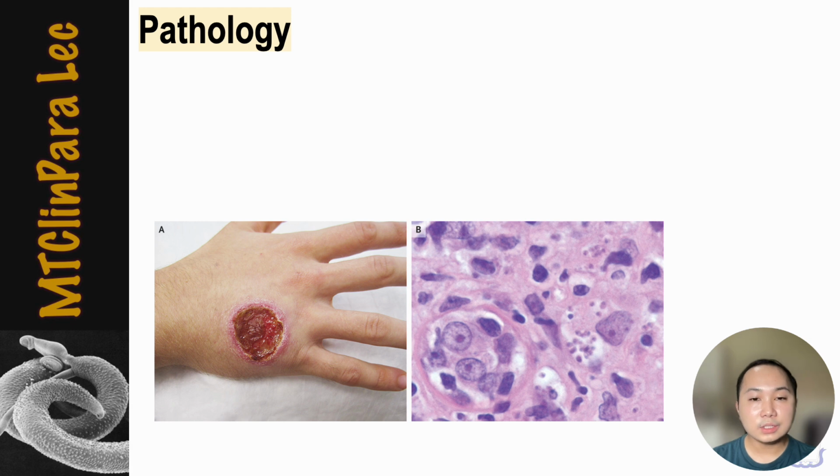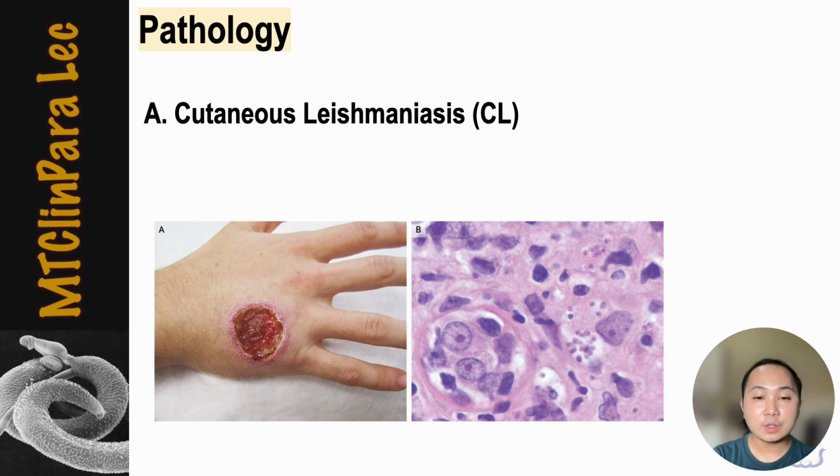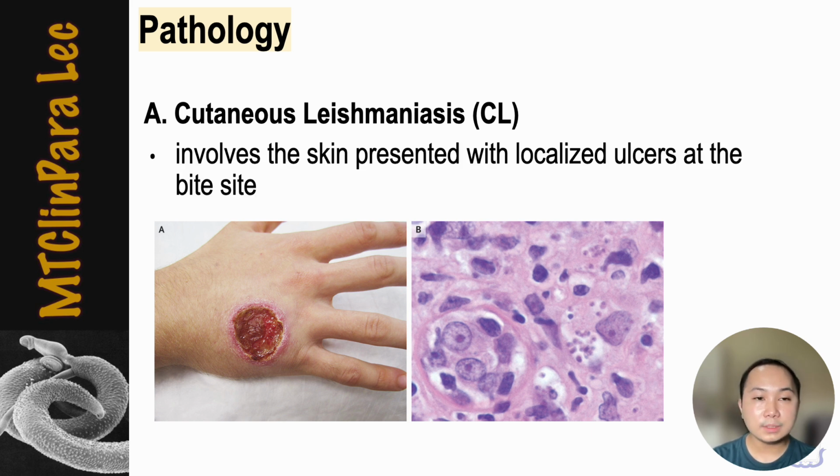So for the pathology, it's very important to at least understand the concept behind the diseases caused by the Leishmania parasite. Sometimes the Leishmania parasites may have multiple pathologies, or the diseases they cause may overlap from one species to another. Your pathology behind your Leishmania species is what we call Leishmaniasis. It is categorized into 4 types. The first one is cutaneous Leishmaniasis. Based on the first word itself, cutaneous, this involves the skin, which is presented with a localized ulcer at the bite site of the vector.